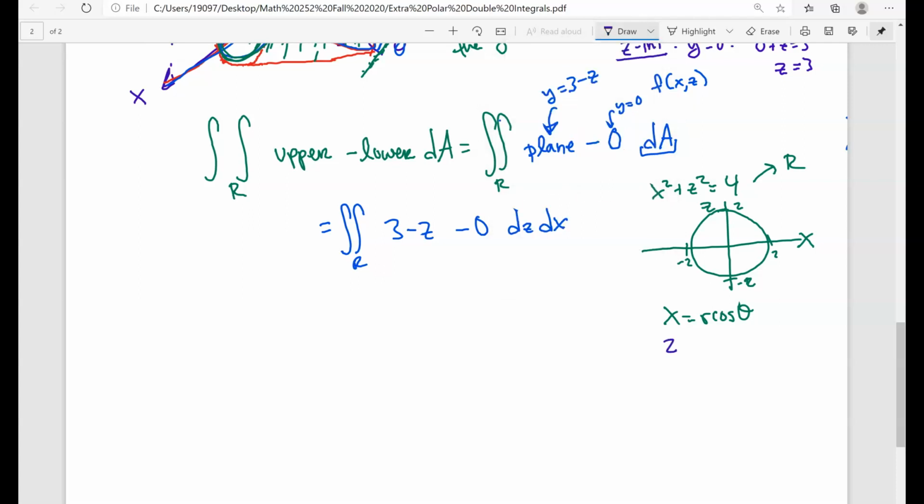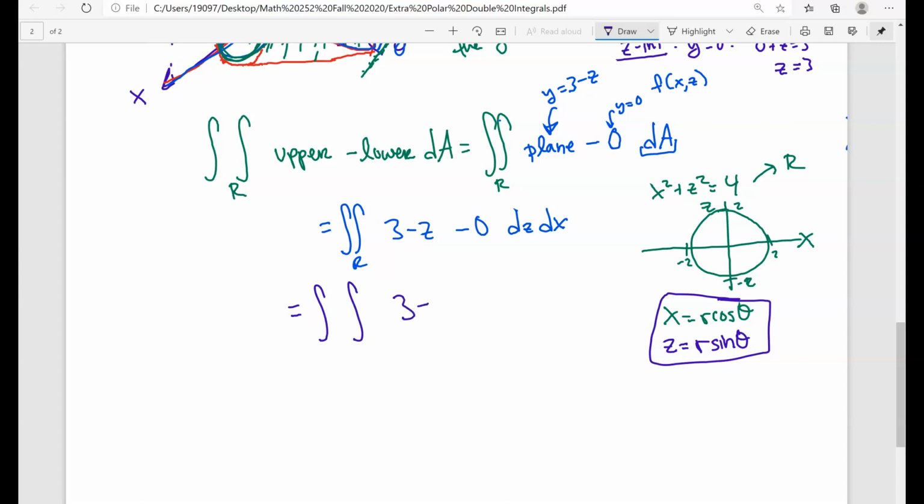So z is going to take into account everything that y was, and y was r sine of theta. So now we have a new type of coordinate system, but now instead of the y, we're just substituting the y with the z. Okay? So now we're going to have the double integral.